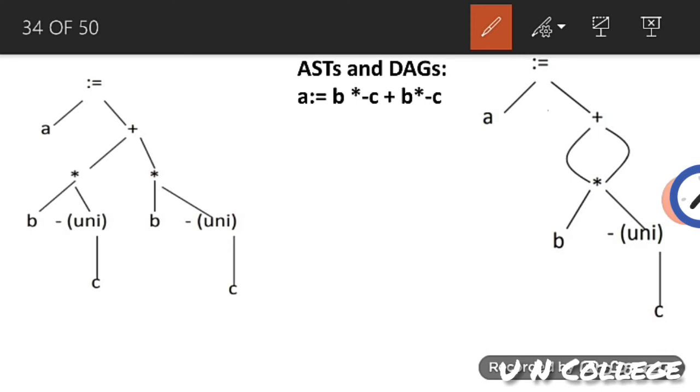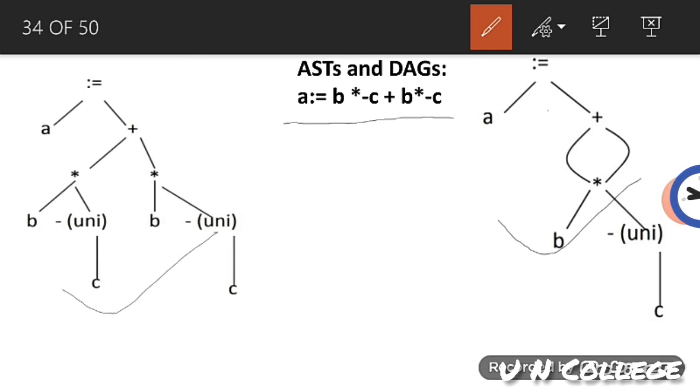Here you can see that I have used one expression to represent both syntax tree and DAG. This is about the syntax tree and this is about DAG. Okay, the expression is what? A equal to B into C, minus C plus B into minus C. Here we are using unary operator also and binary operator.